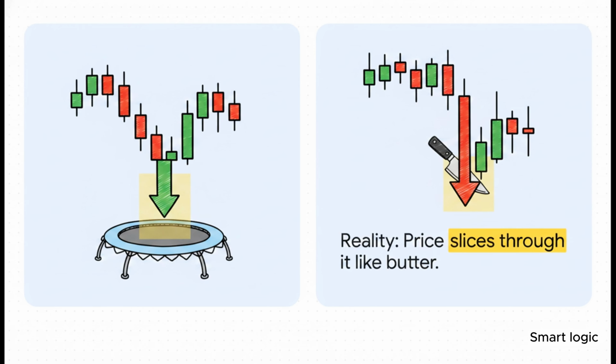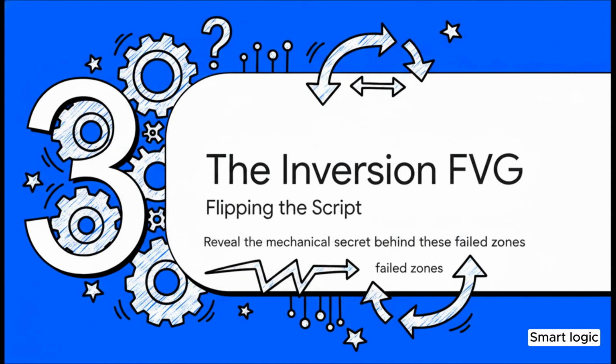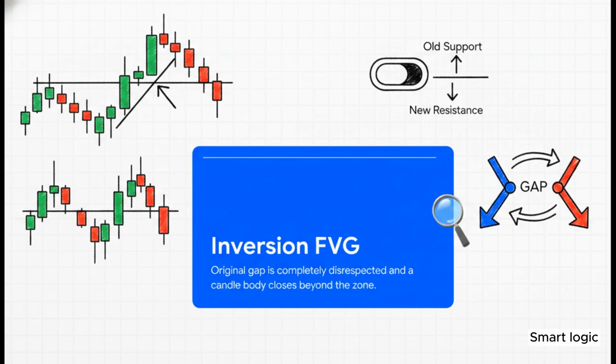When price disrespects the zone like that with heavy volume, it leaves a lot of traders scratching their heads, thinking the strategy is a bust. But what's actually happening is a massive, rapid shift in market structure. Which brings us to Section 3, the inversion FVG revealed. It's time to flip the script. Enter the inversion fair value gap.